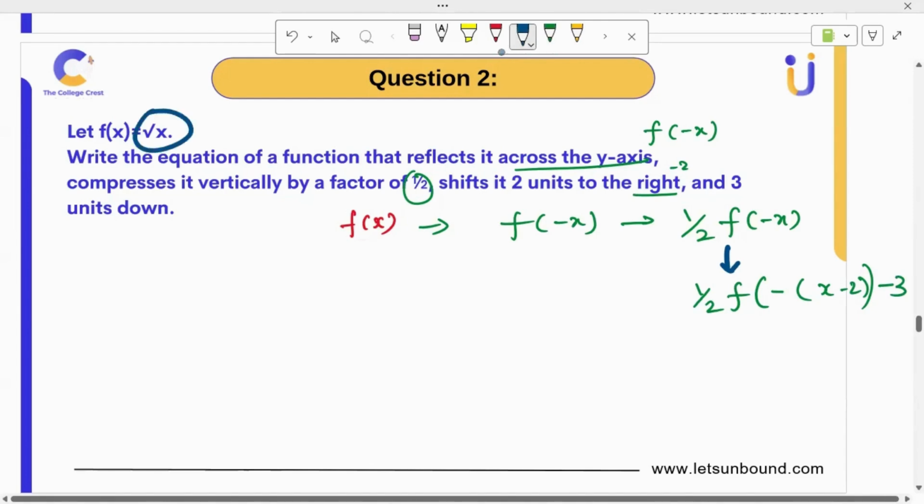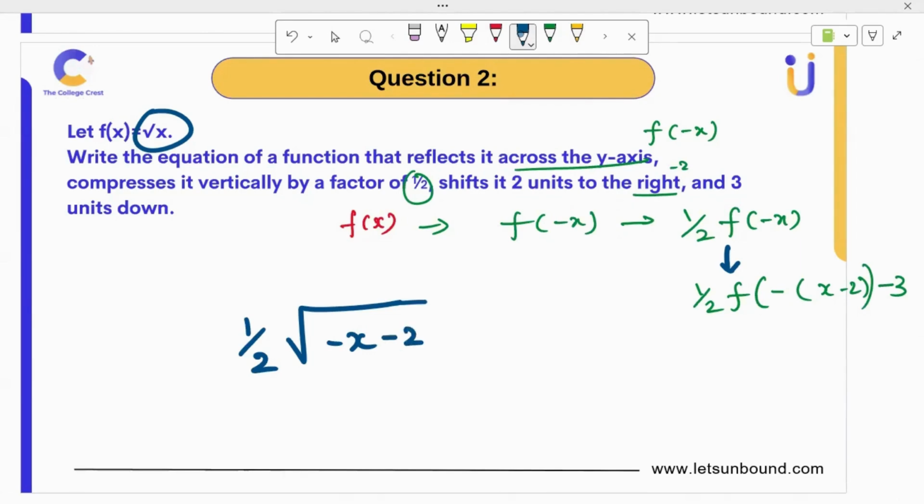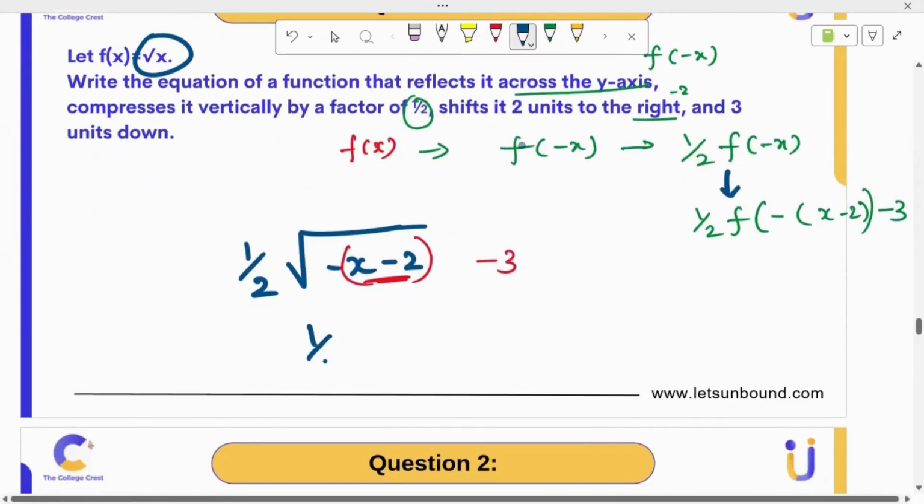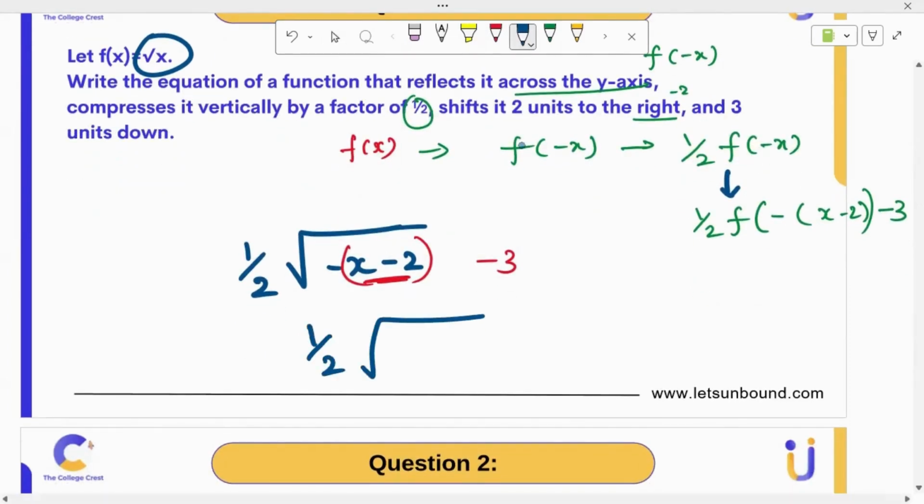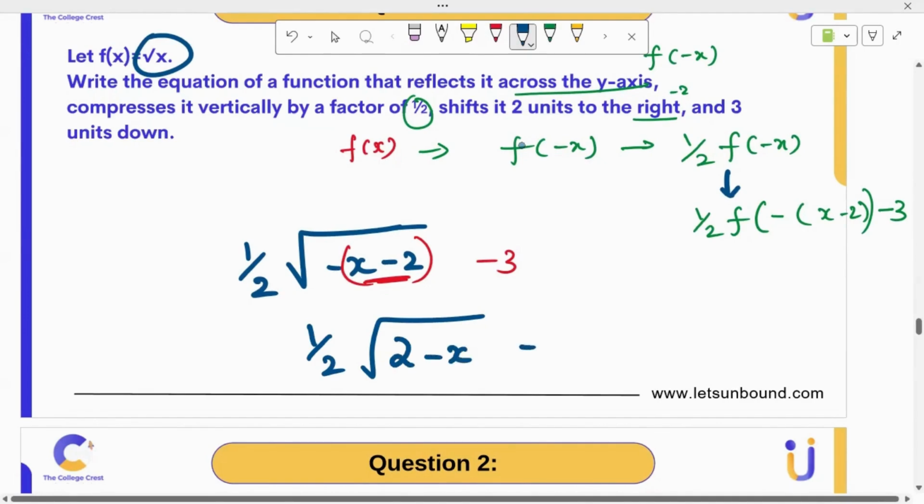Now let's do it for the root function, square root of negative x. Then I'm multiplying by 1 over 2, of course. If you put minus 2 directly, it will be wrong. Only for x we are doing minus 2, not for minus x. So use a parenthesis, which says right shift 2 units. Then minus 3 outside, don't put it inside the root. If you want, you can simplify this: half square root, 2 becomes positive, x becomes negative, and minus 3 outside. This is the correct equation of the transformed version.